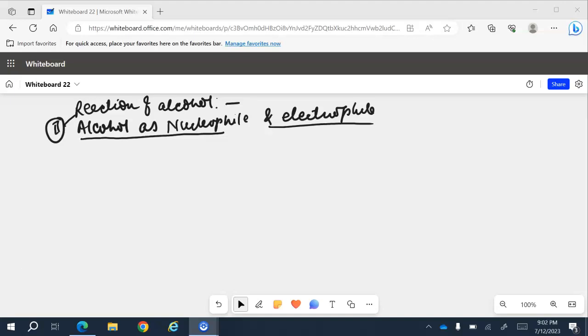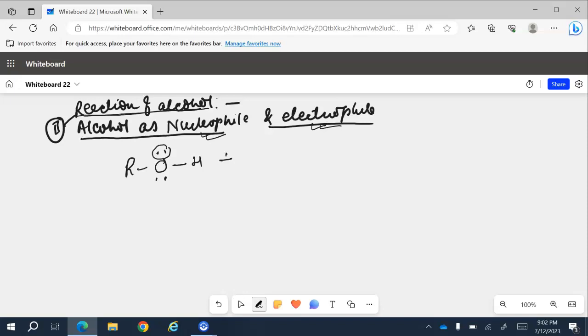Hello, in this video, we will discuss another category of the reactions of alcohol, in which alcohol behaves as a nucleophile and an electrophile. As we know, alcohols are compounds with the functional group OH, and since you have the lone pair of electrons in the OH group of the alcohol, this lone pair can behave as the nucleophile.